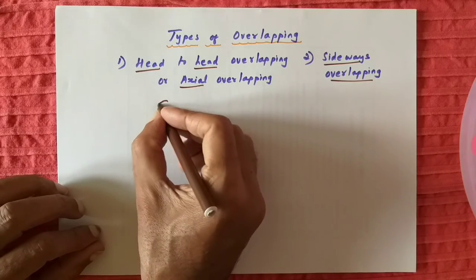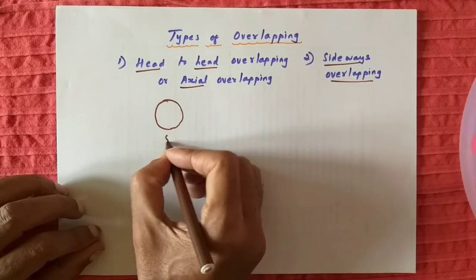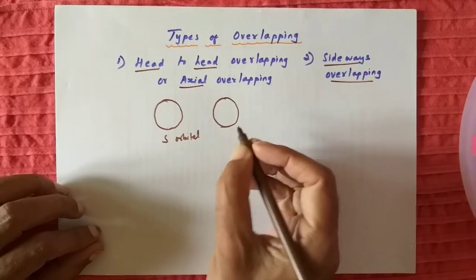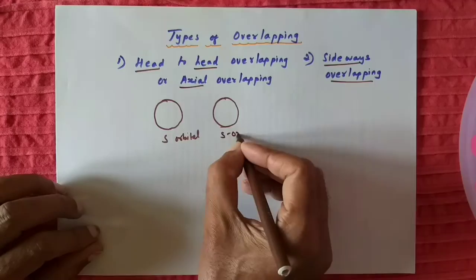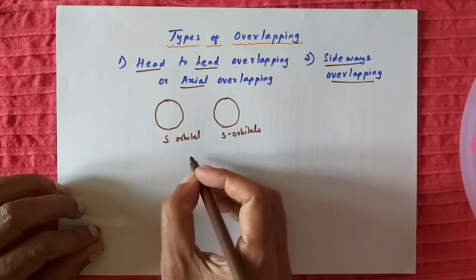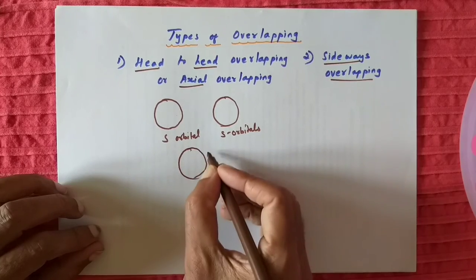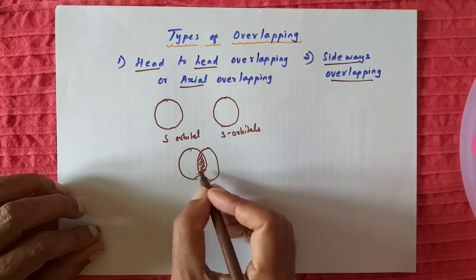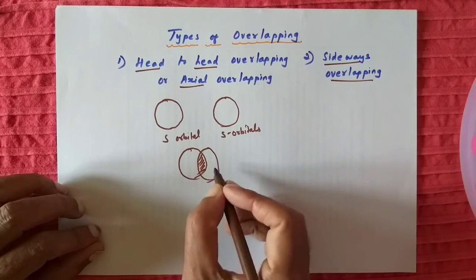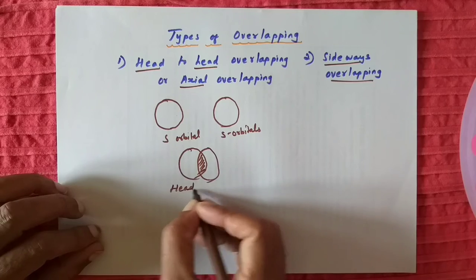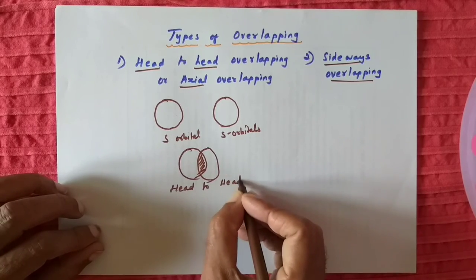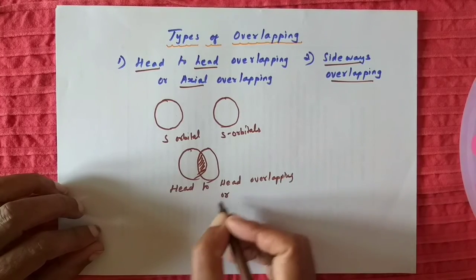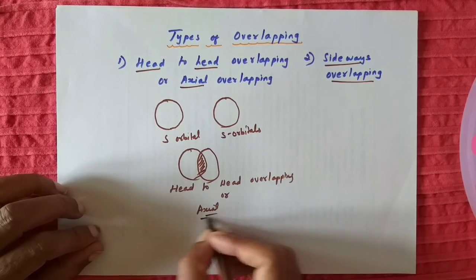When I take two s orbitals, an s orbital and another s orbital, and they overlap, the diagram will be like this. This type of overlapping is along the axis, and we call it head to head overlapping, or axial overlapping in this case.